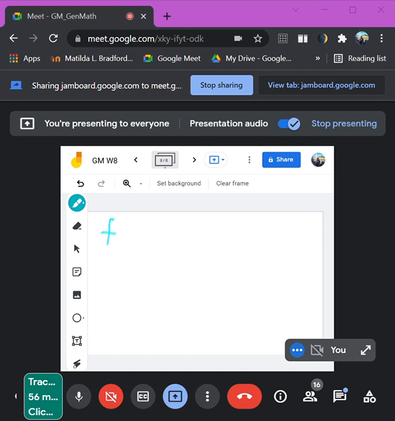So, okay. The example is f of x is equal to 2x plus 1 over 3x minus 4. It's the same process we always do in this class. Okay, try to solve it on your paper.